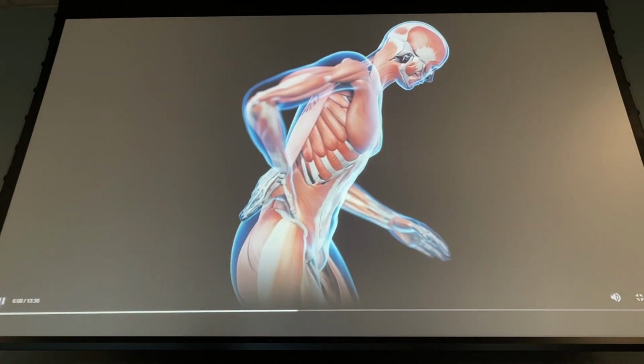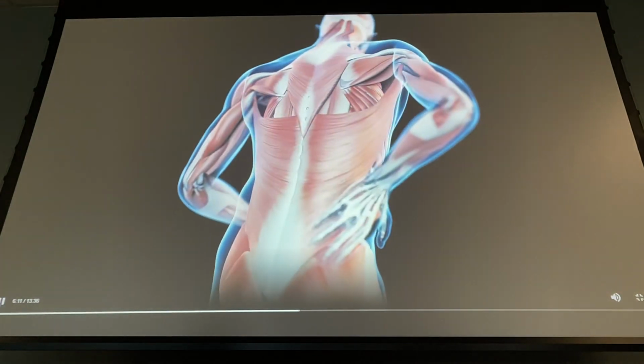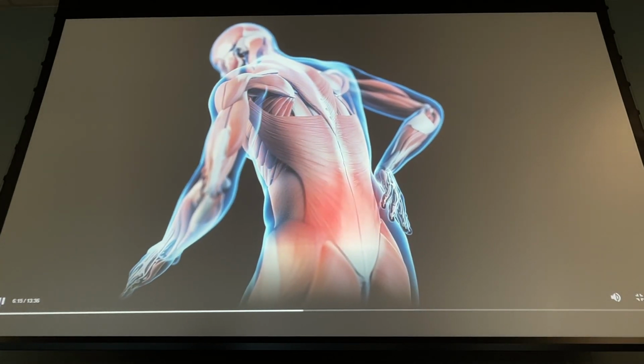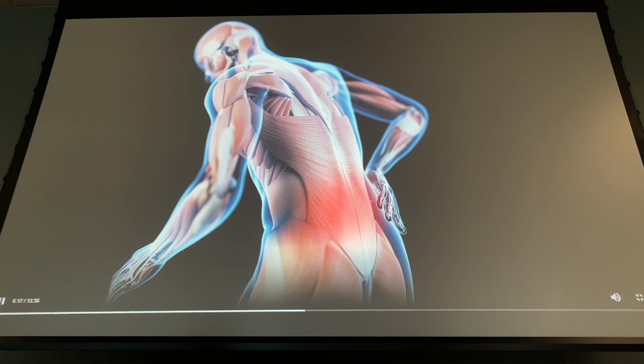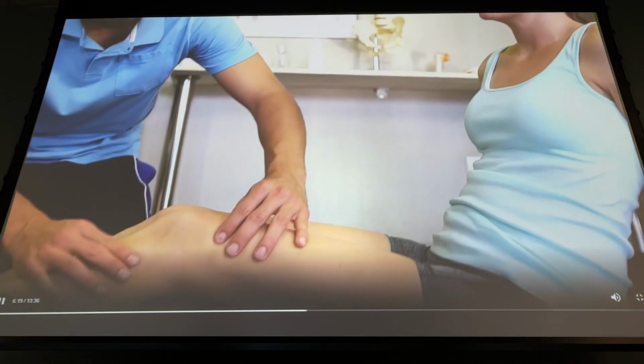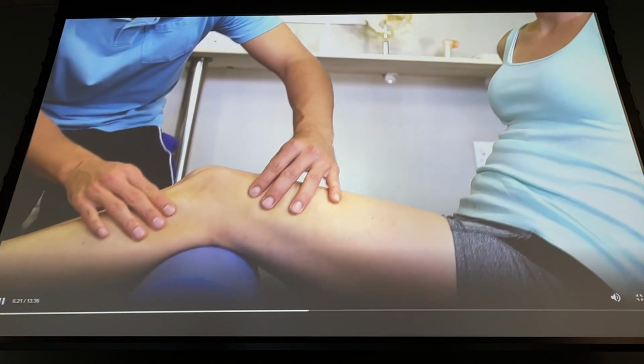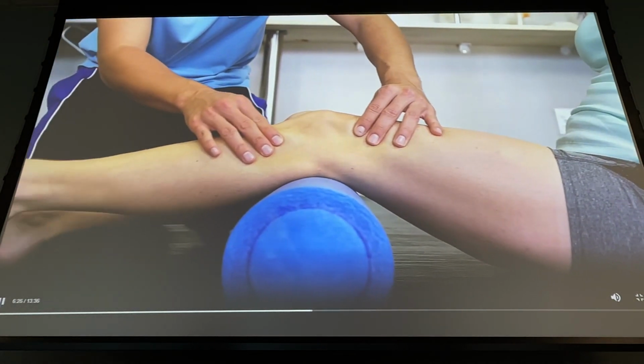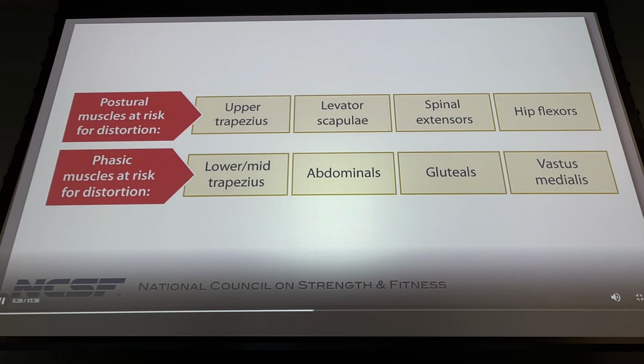Postural muscles and global movers often become too tight and overactive, or too weak and underactive. Overactivity of postural muscles tends to make them too tight, while overactivity of movers tends to weaken them over time. A few common postural muscles at risk for distortion include the upper trapezius, the levator scapulae, spinal extensors, and hip flexors. Where's the upper trapezius?